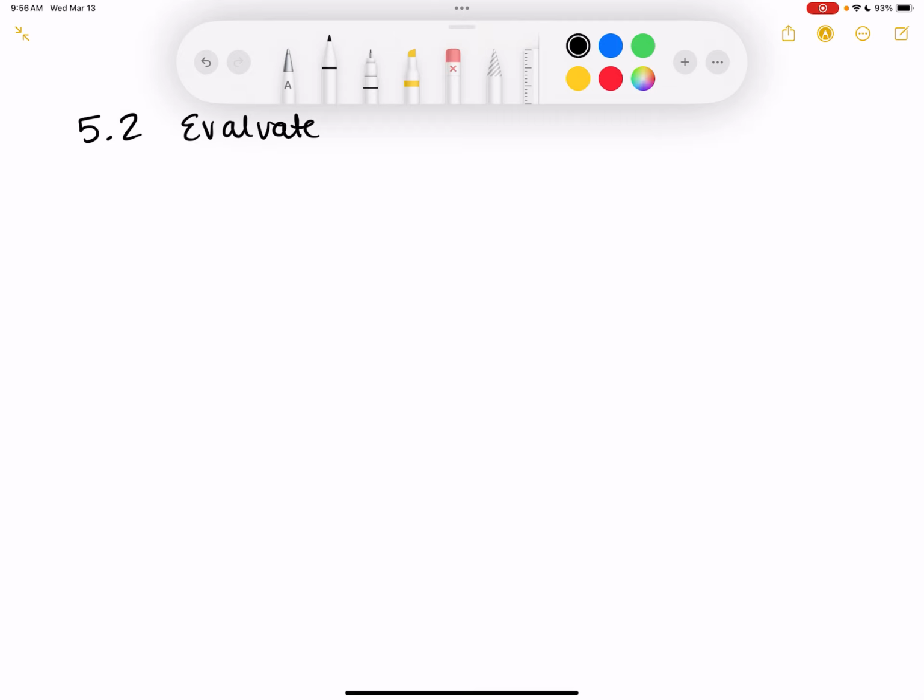Graph polynomial functions. And not to be alarmed, we aren't graphing anything by hand. Anything we're going to graph is just going to be on the calculator for what we're doing. So, we are going to start with polynomial functions.